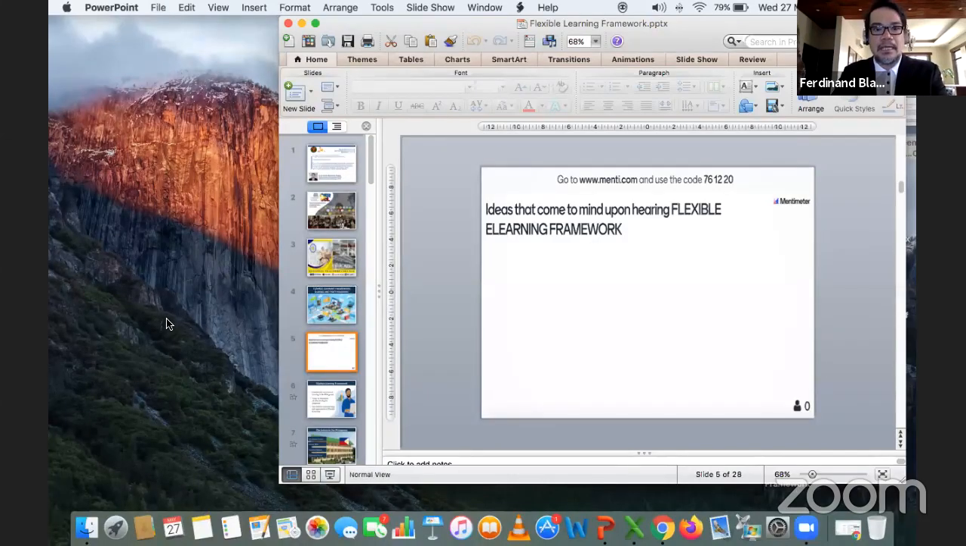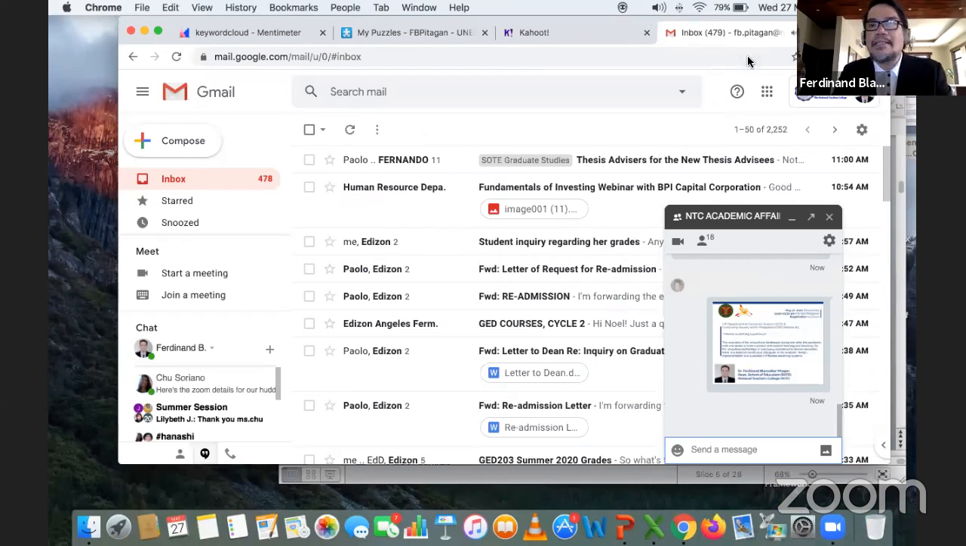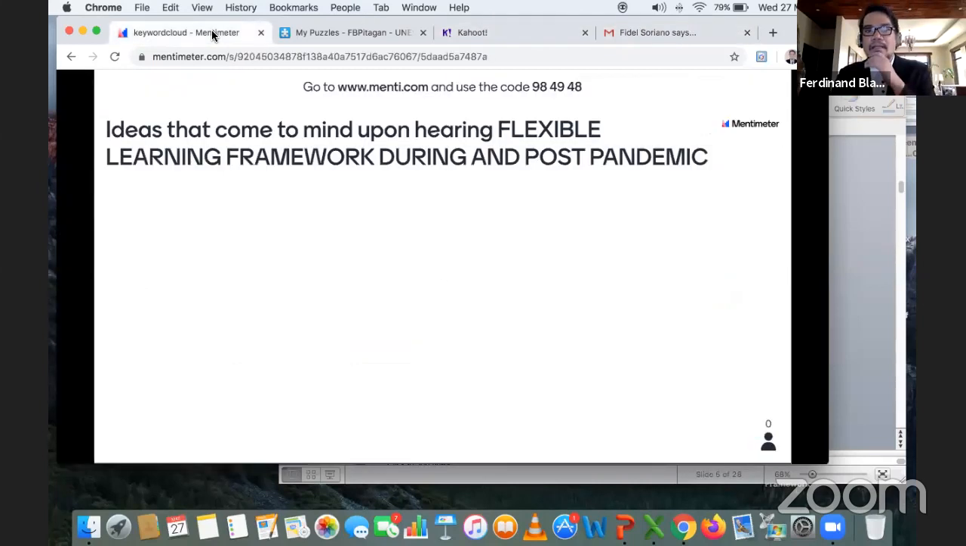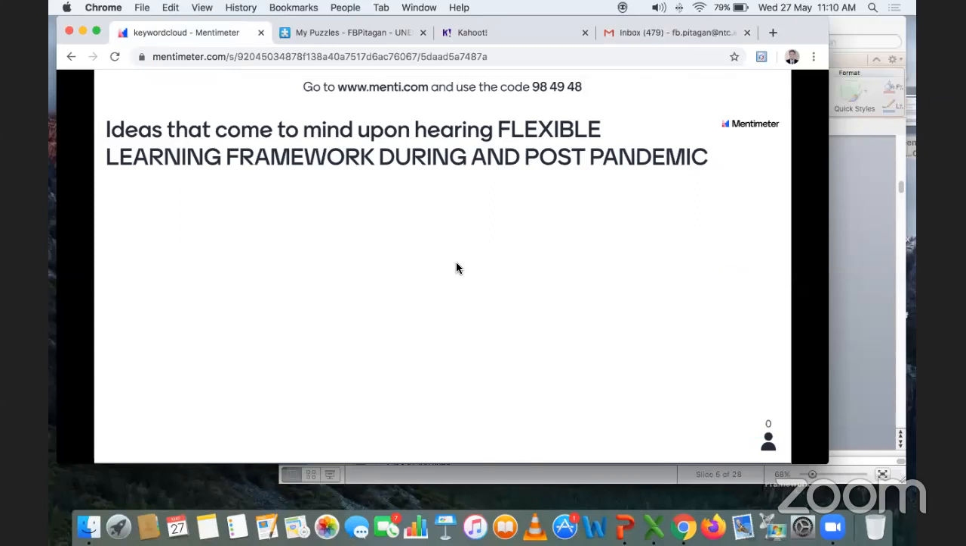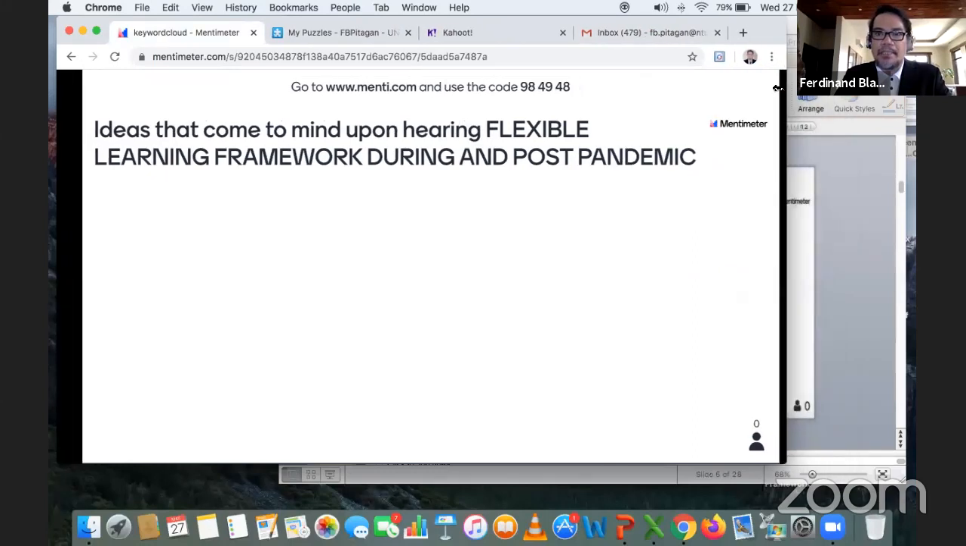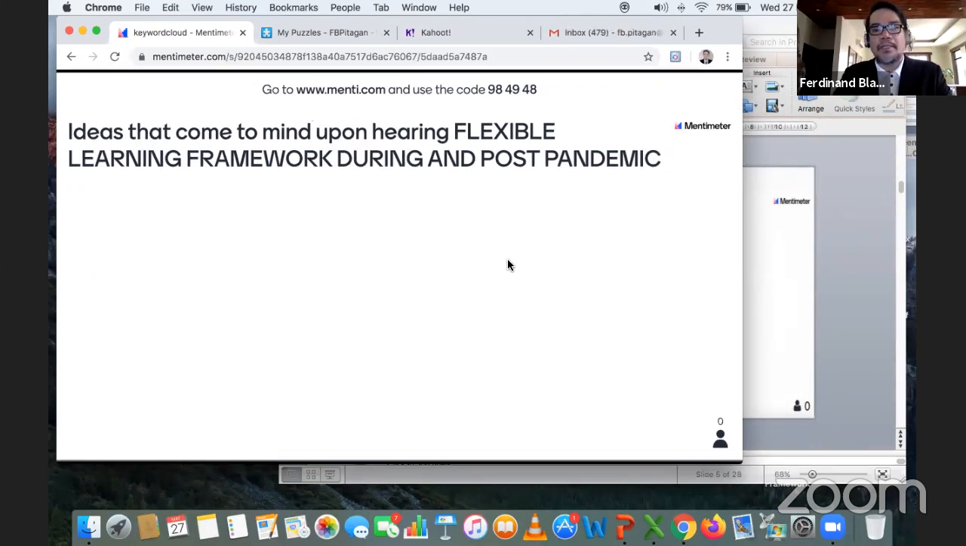Okay, for our participants, would you kindly go to menti.com, please? Okay, can you see it now? I want you to go to menti.com and use the code 98, 49, and 48. Okay? And input ideas that come to mind upon hearing flexible learning framework during and post-pandemic. Please go to menti.com. I'm still waiting for my participants, please. You could use your cell phones, your computers.